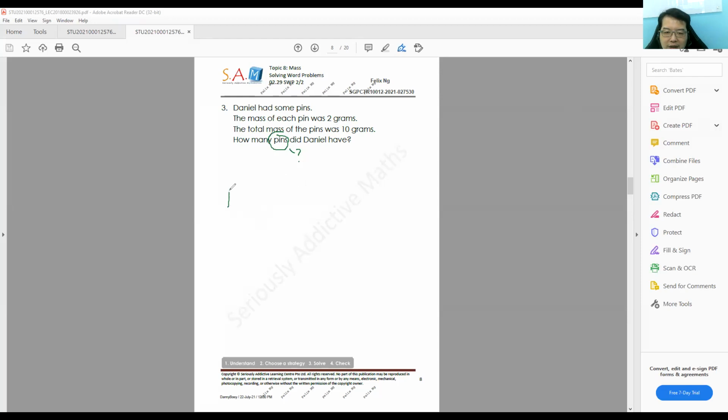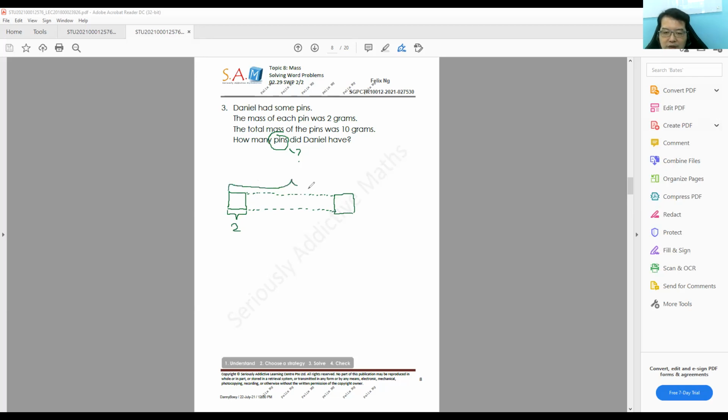Let's draw one unit to represent a pin, or 1 square to represent a pin. And each pin is 2 grams. Now, remember, we don't know how many pins there are. So we draw this dotted line. Dotted line means we don't know yet how many pins. So we draw the first pin and the last pin, which is also 2 grams.